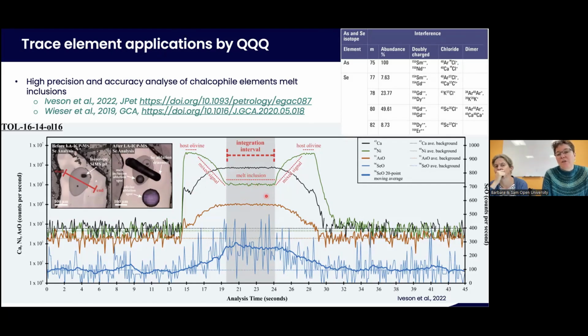And then we have been able to analyze sub-ppm levels of selenium and arsenic in melt inclusions. So that's really pushing the limits of what we thought was possible.